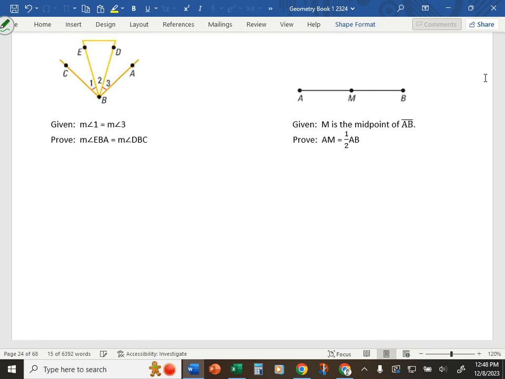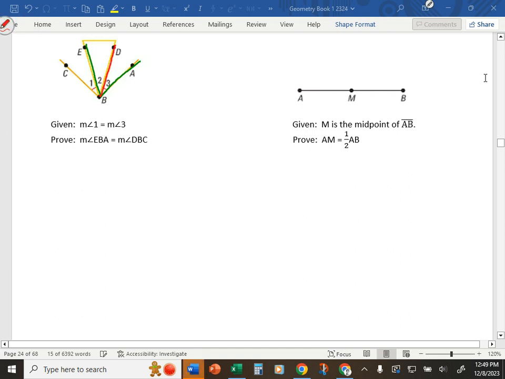Our job is to prove that the measure of angle EBA, this angle right here from E down to B and up to A, is equal to the measure of angle DBC, going from point D down to B and out to C. Knowing that 1 is congruent to 3, we need to prove that EBA, the angle in green, is equal to the measure of angle DBC, the angle in red.